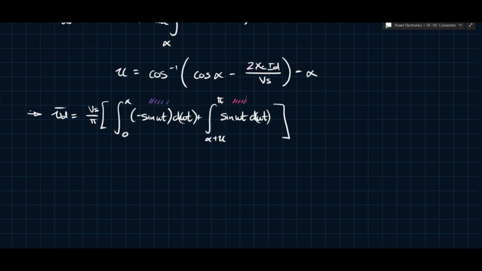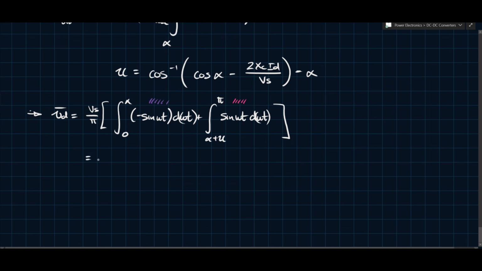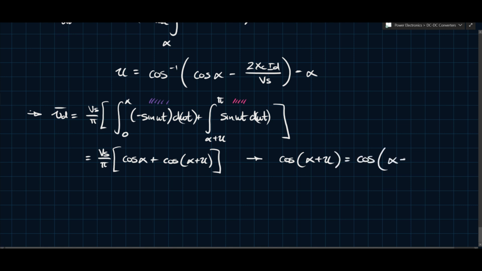So you can then solve this, and you can get an expression that's fairly compact, I guess. This is cos alpha plus cos alpha plus u. Okay? And we know that cos alpha plus u is equal to cos alpha minus 2XcID divided by Vs. What that implies is that this second term is equal to minus U, right?